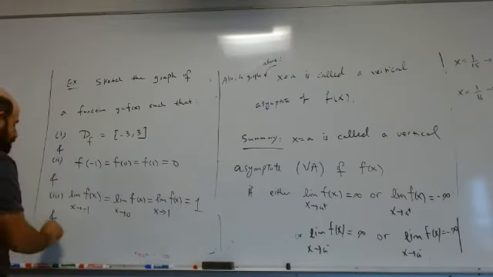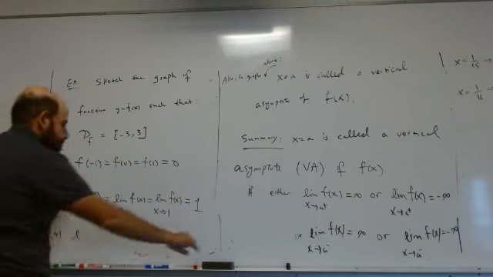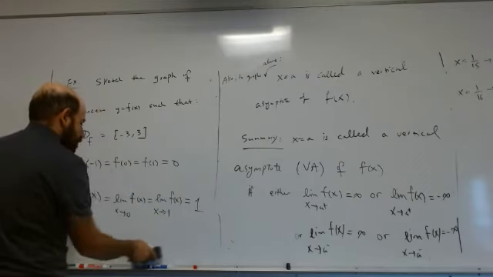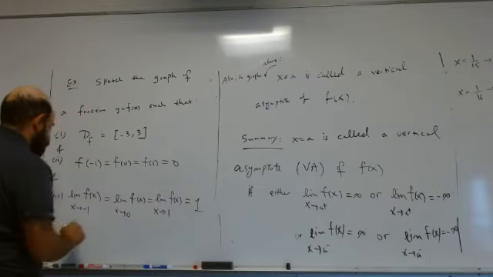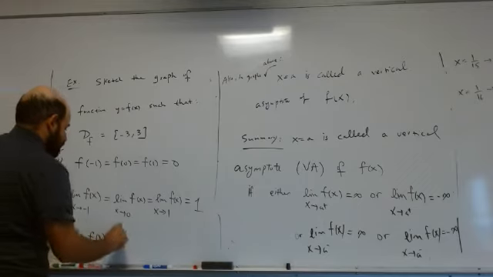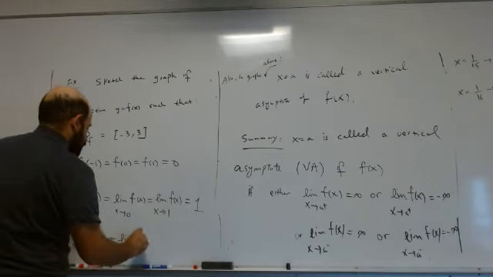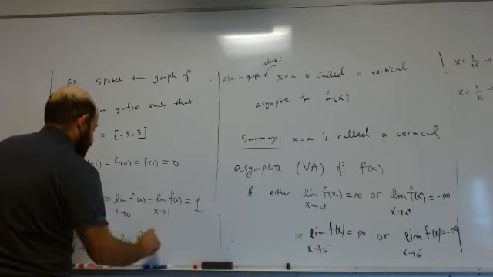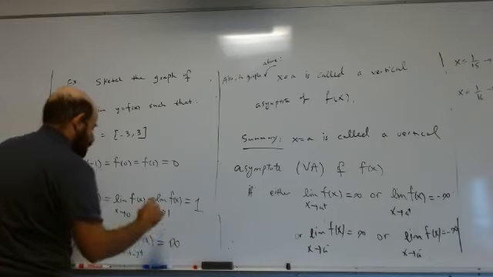And you want the right limit and left limit at minus 2: the limit of f of x as x approaches minus 2 from the left equals the limit of f of x as x approaches minus 2 from the right, both of these to be infinity.